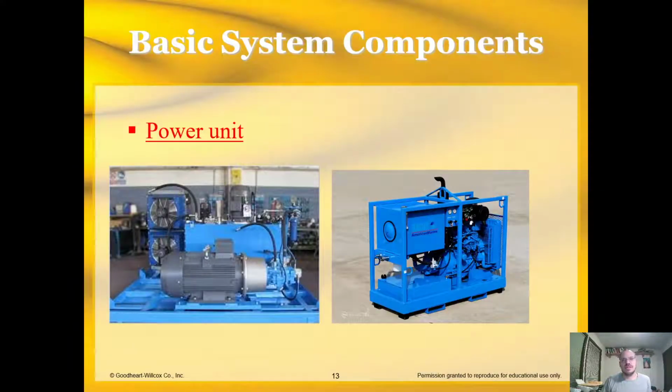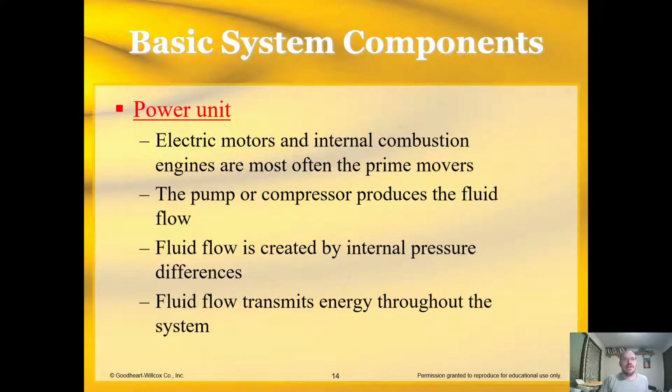Alright, so those are your power unit devices. There's a lot of different types. Power unit itself, as I mentioned before, is your electrical motor or internal combustion engine, so those are often the two types of prime movers out there. Your pump or compressor produces the fluid flow. The fluid flow is created by your internal pressure differences. We'll actually talk more specifically about a pump later on, I think in the next lecture or the one after, soon. It's one of the first chapters we do.